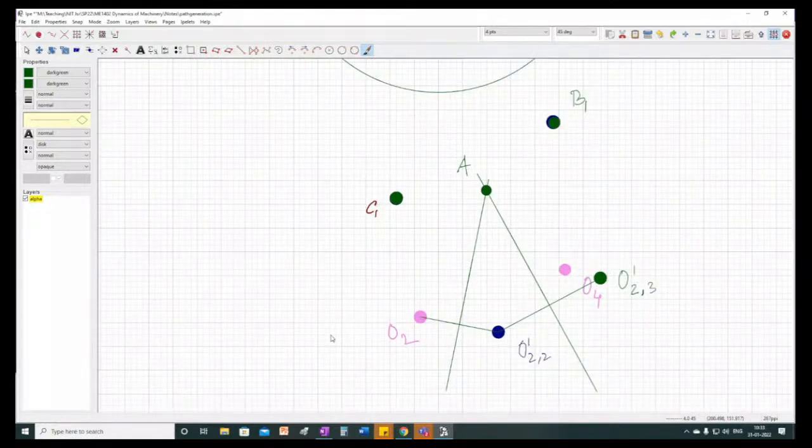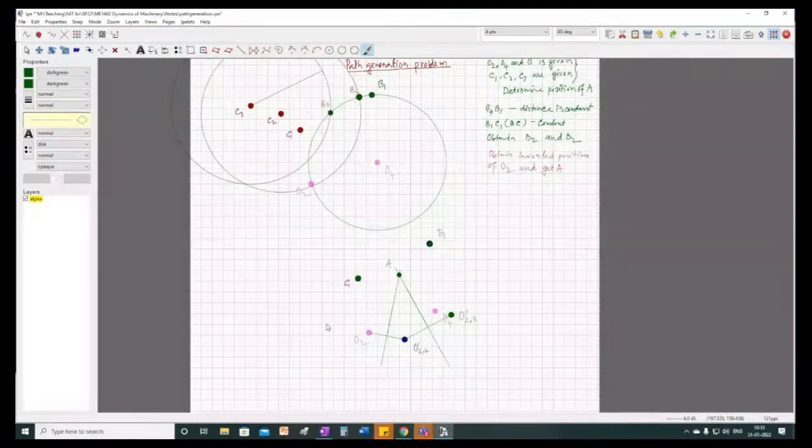So with this we have now solved this kind of problem where I have removed these C2, C3 points, but you can see now the actual mechanism.